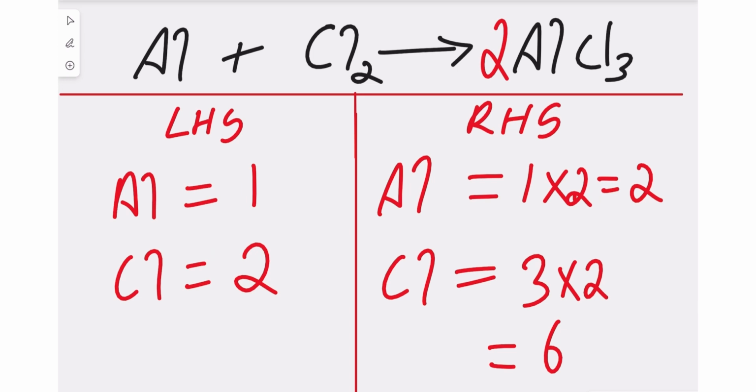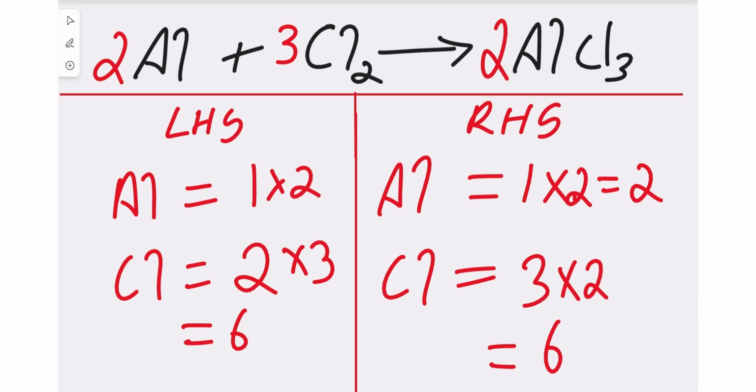And so now there are 6 chlorine atoms on the right hand side, so we're going to simply put 3 in front of Cl2, which is 2 into 3, going to be 6, and the chlorine atoms are balanced now. So now we're going to be balancing the aluminium atoms. So it's pretty easy now. We're going to add a 2 in front of Al, 1 into 2, which is also going to make it 2. So this equation is balanced. Let's move on to the last equation.